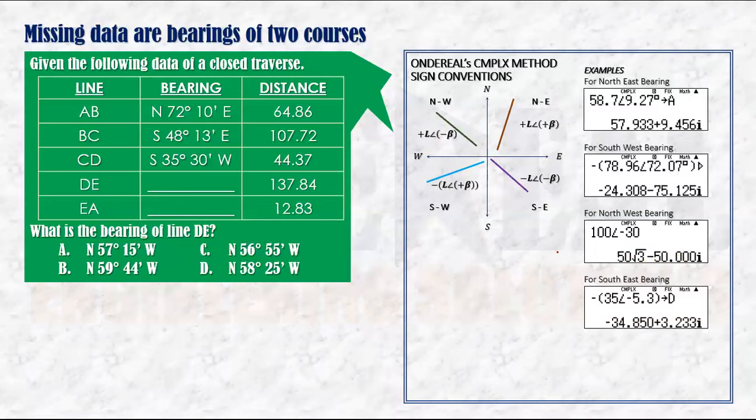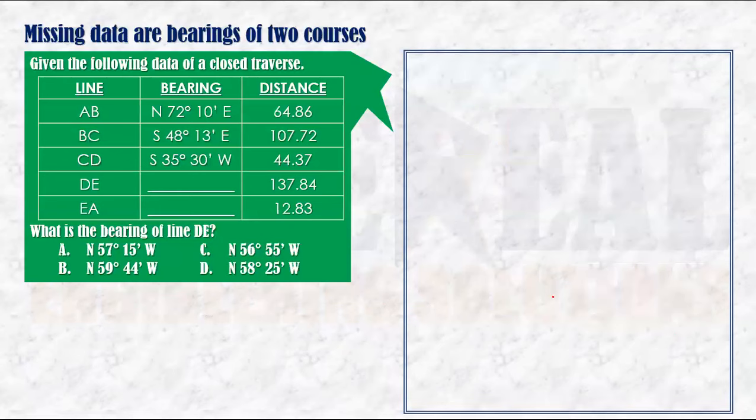And for the southeast, just negate this, put it in parentheses with a negative so that it is reversed. The real part is negative and the imaginary part is positive because it is south, west, southeast, sorry. So that's it. Those are the sign conventions. Now, what we're going to do, again, is go to mode 2.